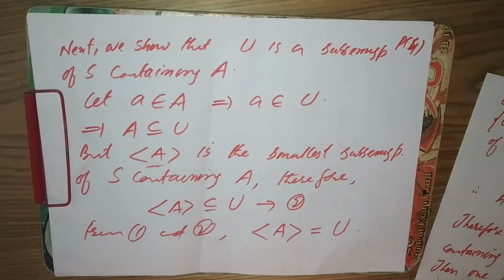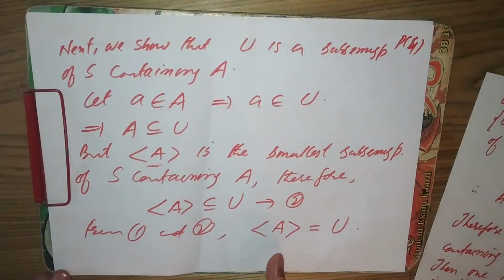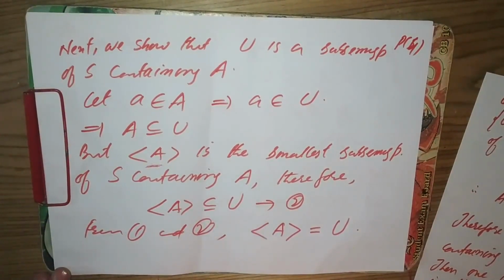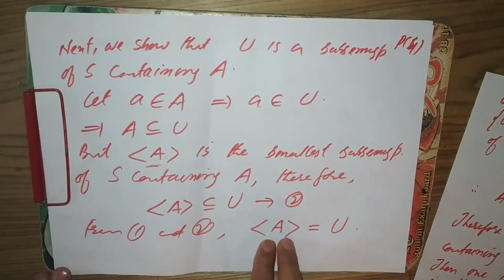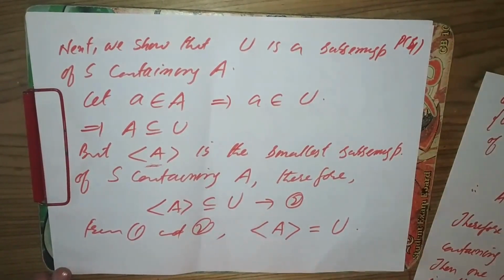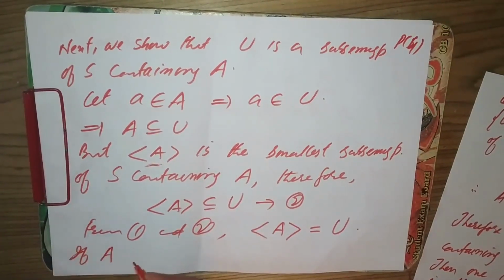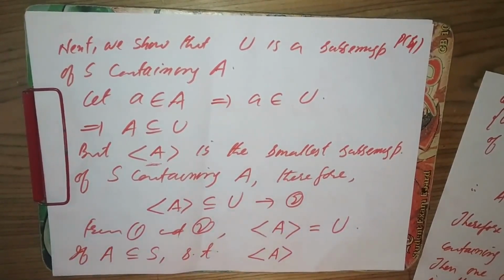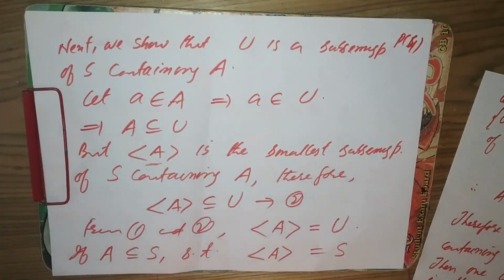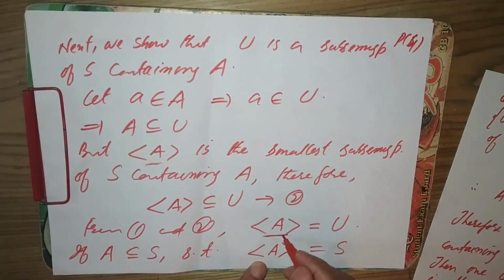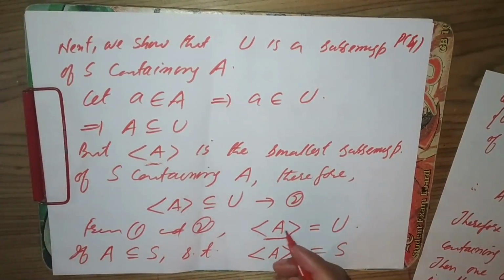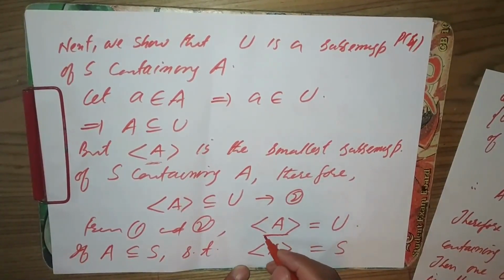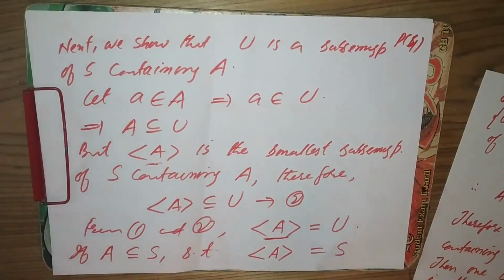Now next, if A is a subset of S such that the smallest subsemigroup of S containing A is equal to S whole, then we say S is generated by A. This semigroup, which is the smallest subsemigroup of S containing A, is called the subsemigroup of S generated by A.